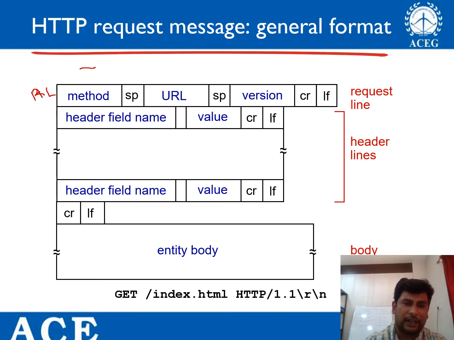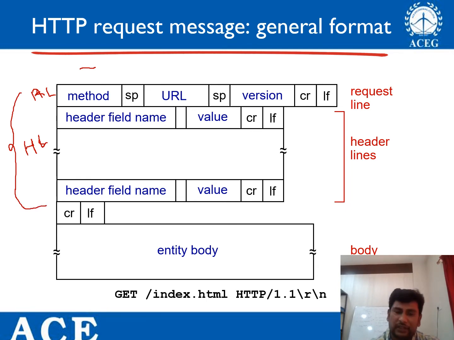Then you have the header lines, which consist of various header field names as well as the values, and you will find carriage return and line feed used everywhere. Once the entire header lines are complete, we once again use carriage return and line feed to indicate that this particular HTTP request header is done, and now it will consist of the entity body, which is the message actually contained. In our previous slide, we showed the method we are using for the HTTP request, then the URL we have been referring to, and the version of our browser.